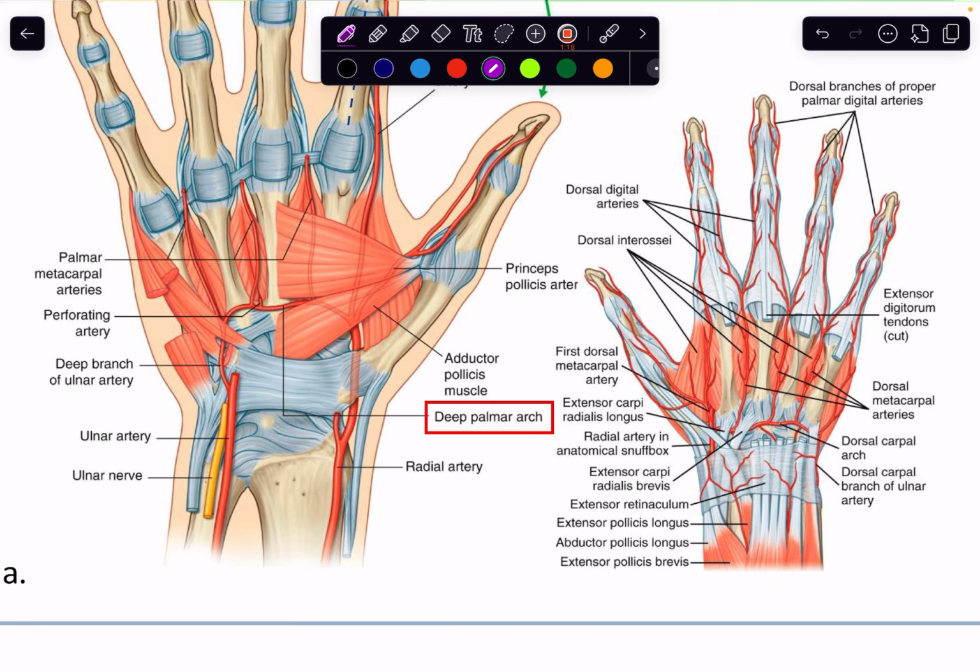So this is the radial artery. It is penetrating through the first dorsal interossei, right? The radial artery passing through the snuff box. These are the three tendons, right?